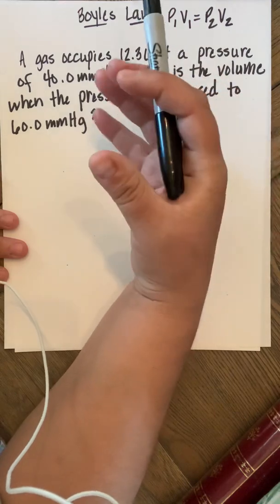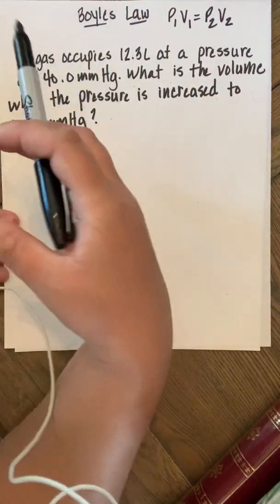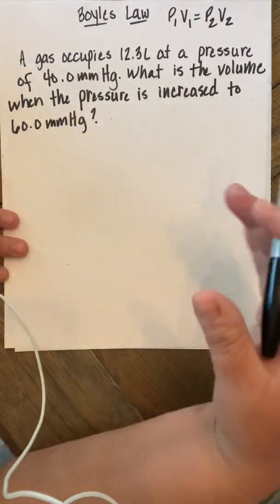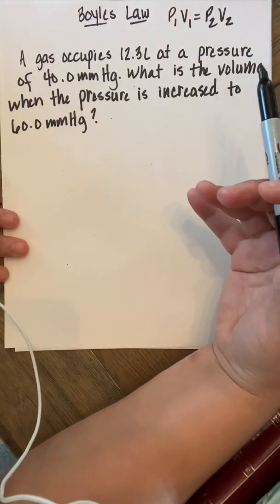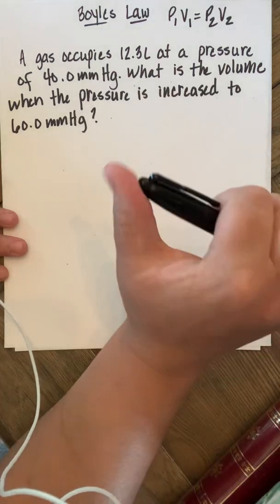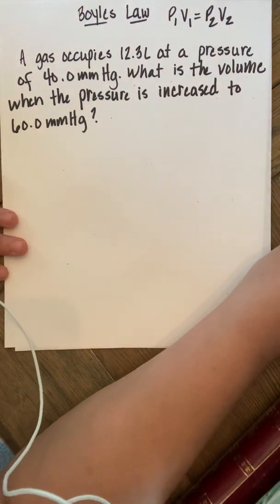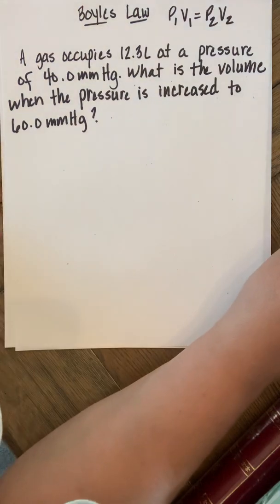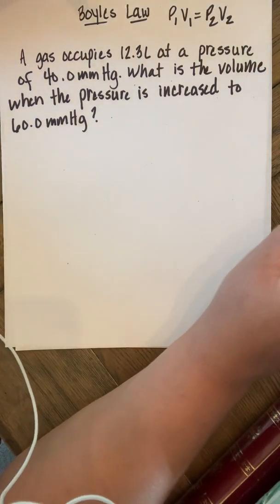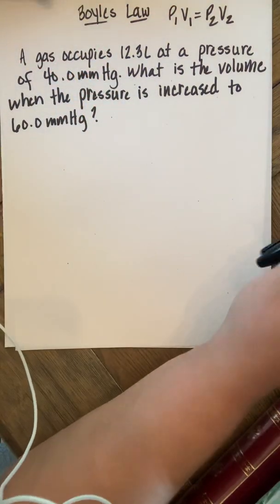So basically, we're going to take a gas at a certain pressure and volume, and we're going to change something about it. We're either going to change the pressure or we're going to change the volume, and then we want to know what's going to happen to the other variable. Okay, so our first problem states that a gas occupies 12.3 liters at a pressure of 40 millimeters of mercury. What is the volume when the pressure is increased to 60 millimeters of mercury?